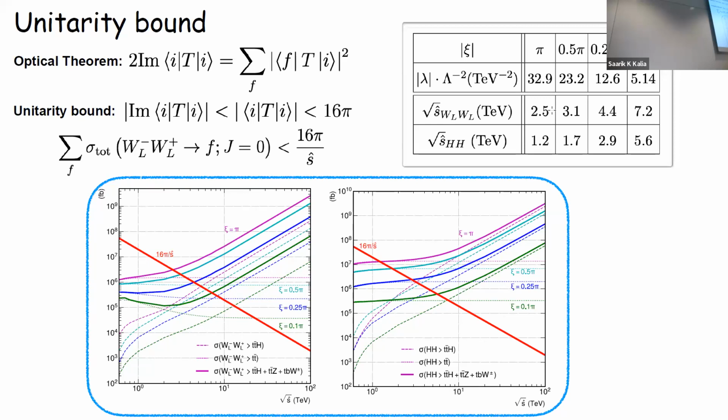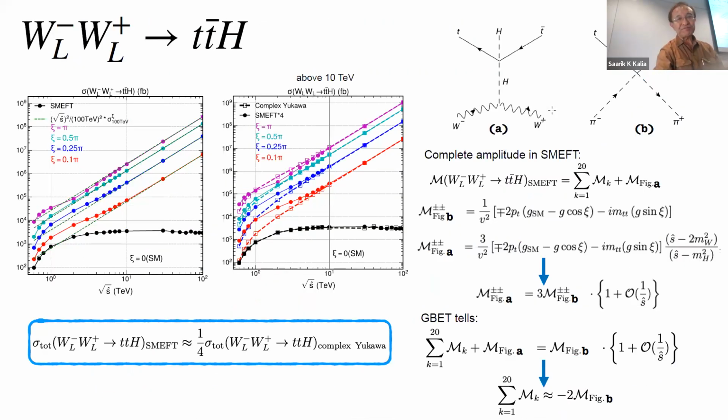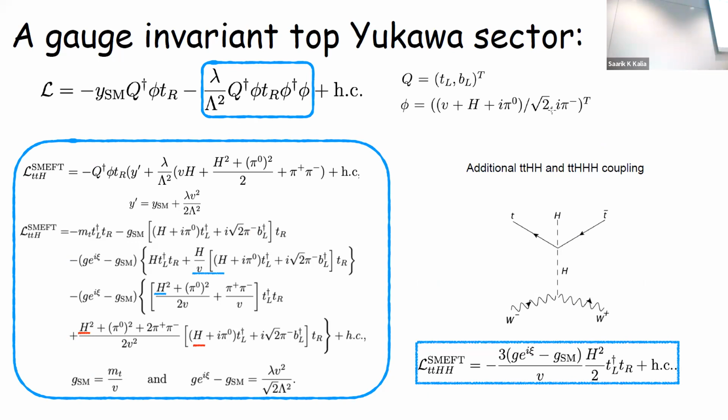Actually, but then I realized this is not the unitarity bound of SMEFT, because we go back to the Lagrangian again. Let me see. So WW to TT is here, right? But there is also HH to TT, which has exactly the same coupling. And this HH to TT is also here. So actually, the HHTT coupling is 3 times larger than pi plus pi minus TT.